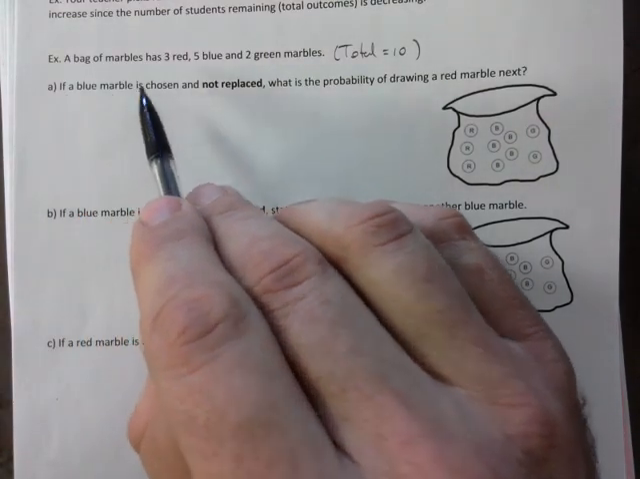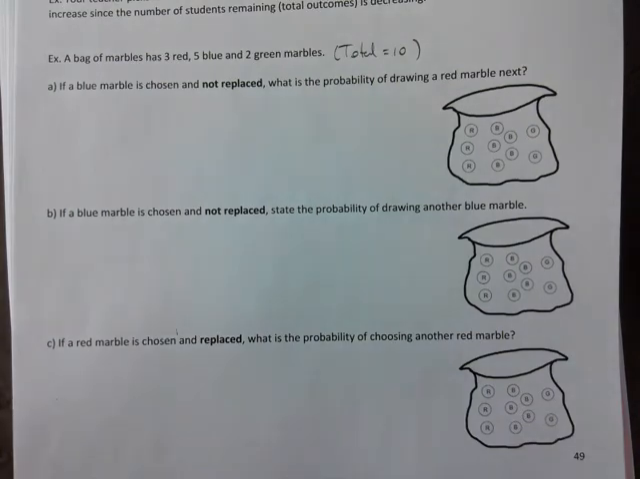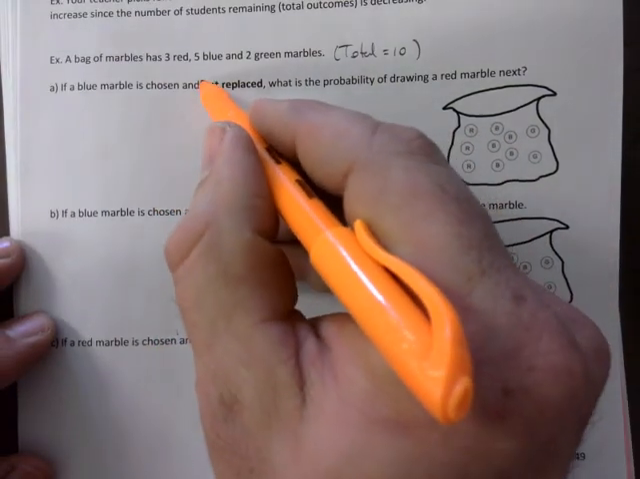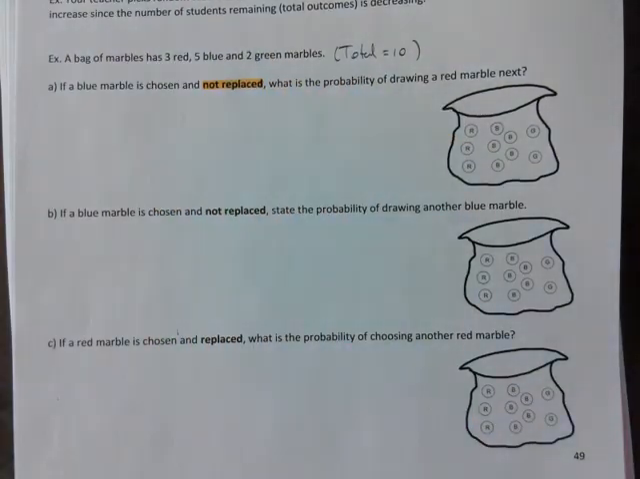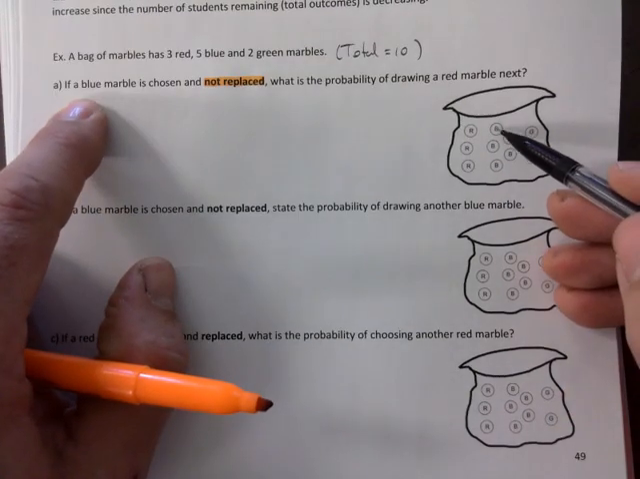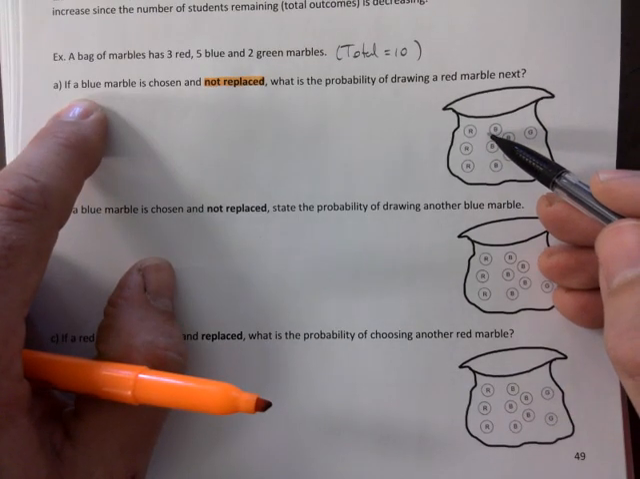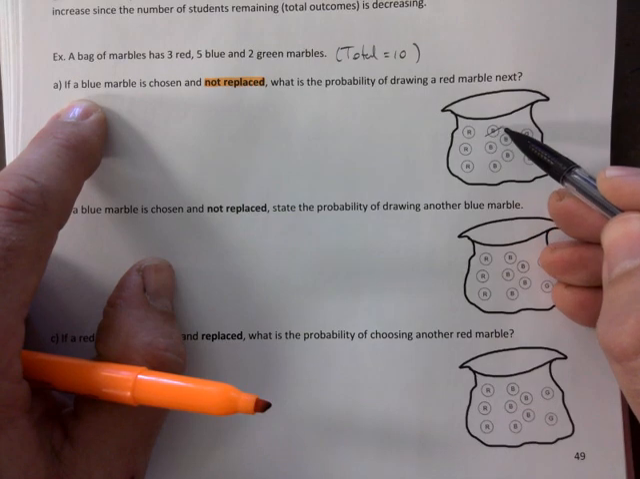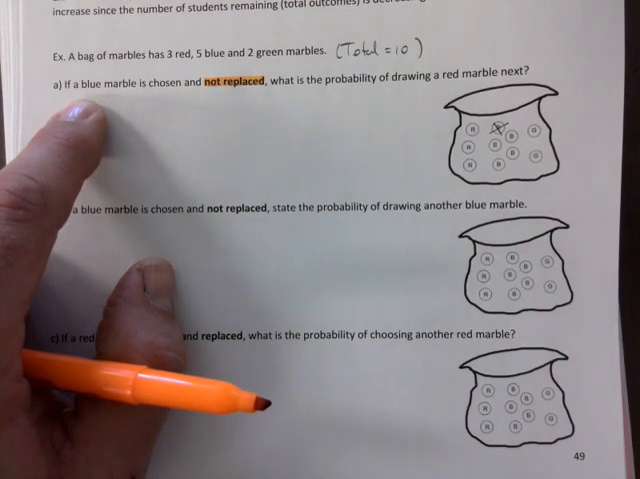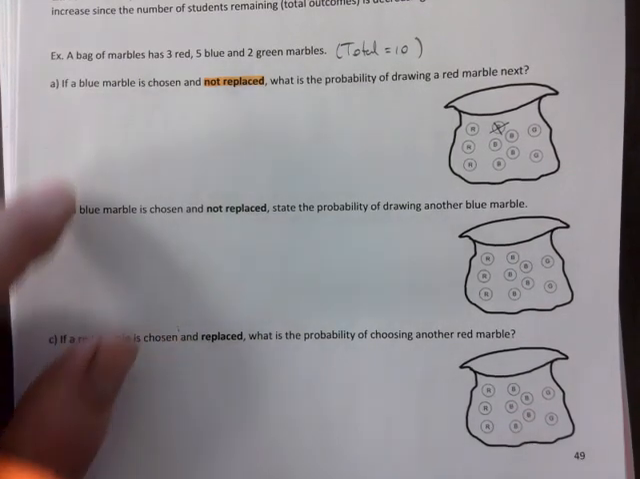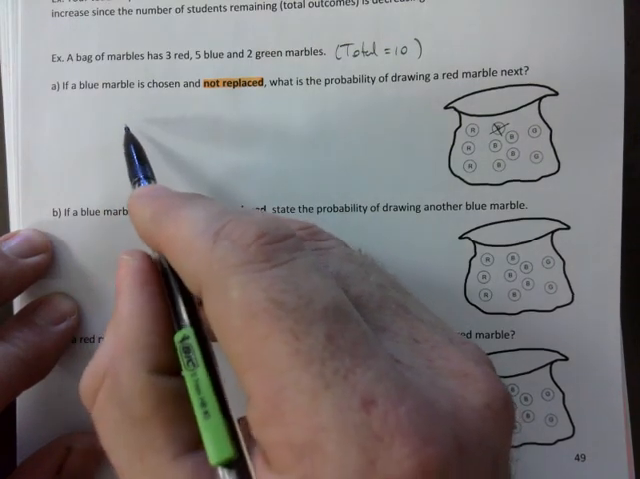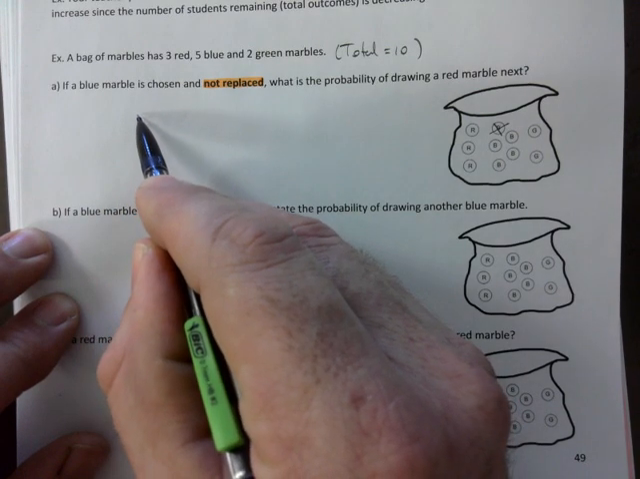If a blue marble is chosen and not replaced, what's the probability of drawing a red marble next? So let's get rid of a blue here. You see this bag here? Scratch a blue. This one is gone now. So how many blues are left?